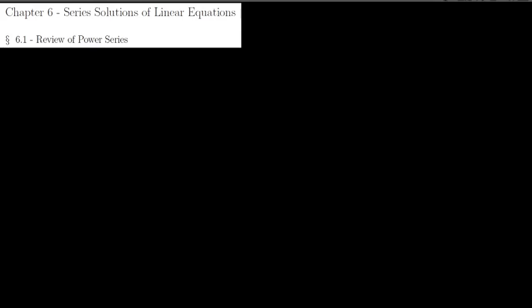Hi, so we're going to start chapter 6, solving differential equations using series, and in particular power series. Well, in some cases, in other cases it's just a generic infinite series. And so in section 6.1 we're not going to be solving differential equations yet. We're just going to be reviewing power series. And for most of you, I wouldn't even think of this as a review because it might have been a while since you've had Calc 2, where you were introduced to power series.